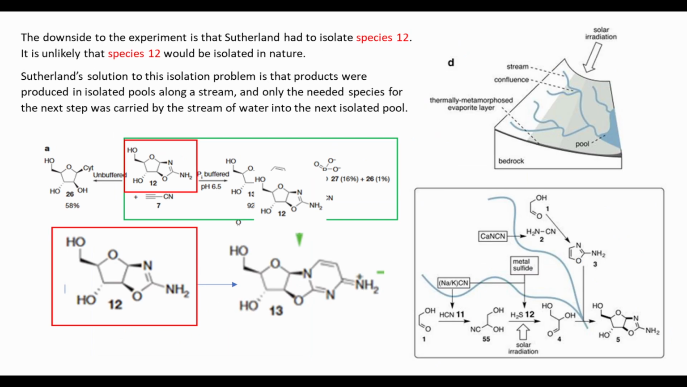The downside to the experiment is that Sutherland had to isolate species 12. It is unlikely that species 12 would be isolated in nature. Sutherland's solution to this isolation problem is that products were produced in isolated pools along a stream, and only the needed species for the next step was carried by the stream of water into the next isolated pool.